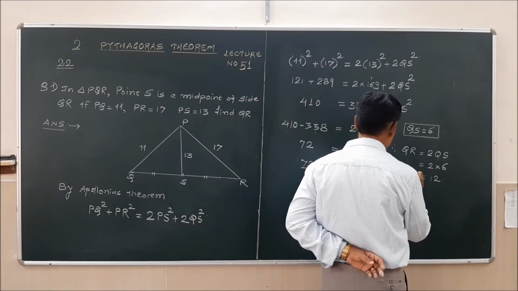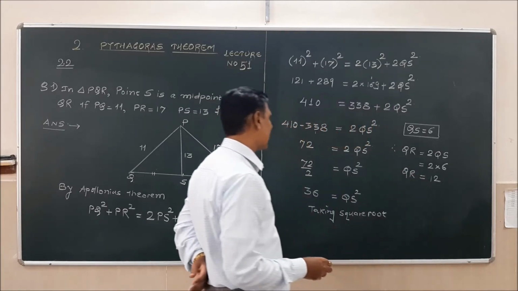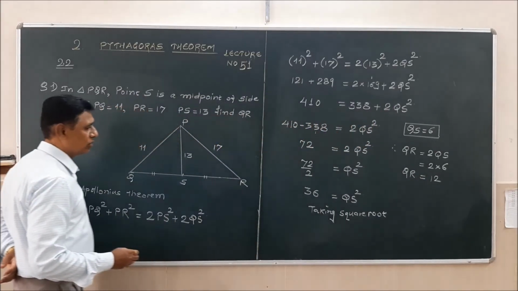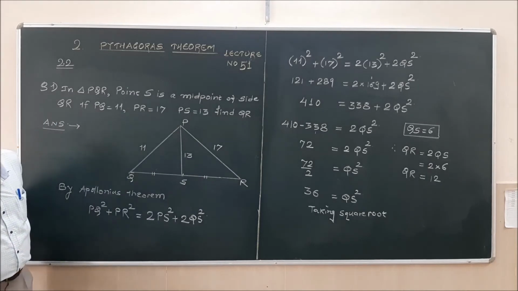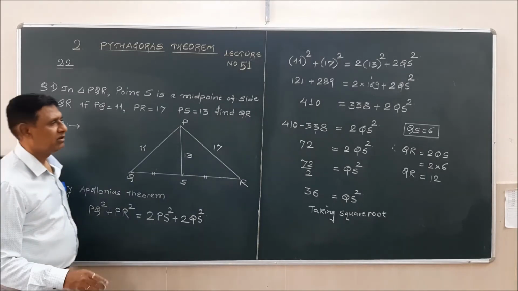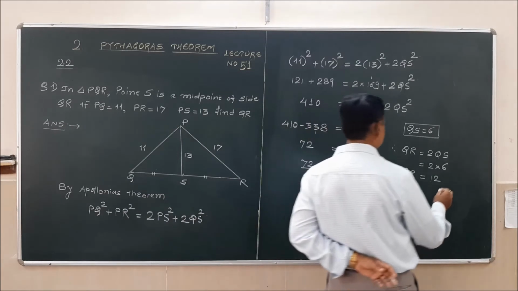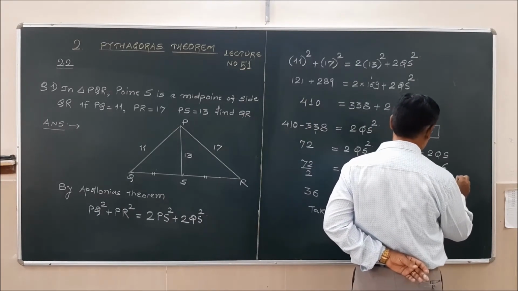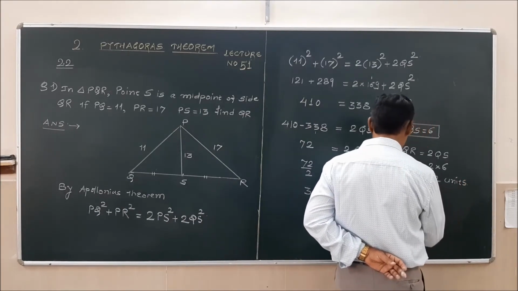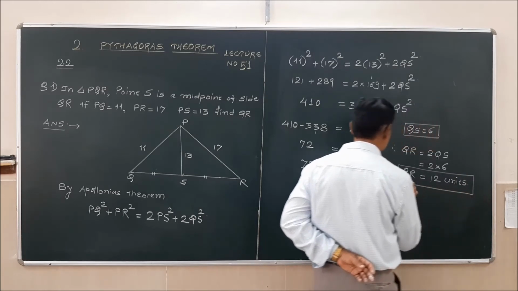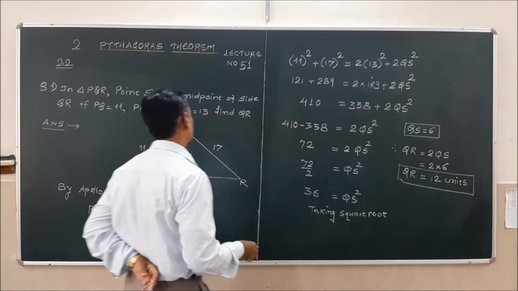Units or centimeter we have to decide as per what is given in the question. So if nothing is mentioned in the question, then you will write QR as 12 units. But in case centimeter is given, you please remember, you must use proper units.